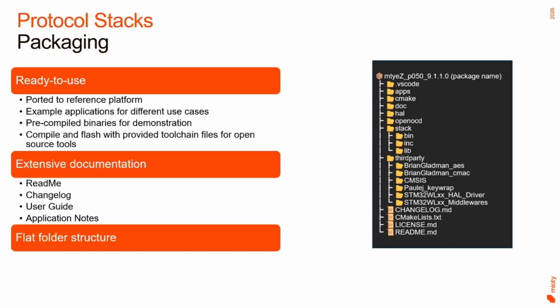We also include pre-compiled binaries for quick demonstrations. And if you want to build the project yourself, you can compile and flash it using the provided toolchain files for common open source tools. Second, we provide extensive documentation, including README, changelog, user guides, and several application notes so that you have everything to get started quickly. And finally, we keep a flat folder structure for simplicity, making navigation and integration straightforward.